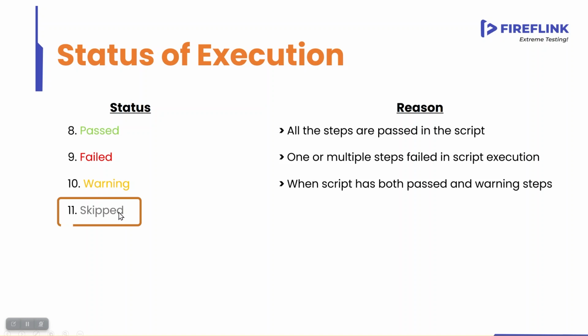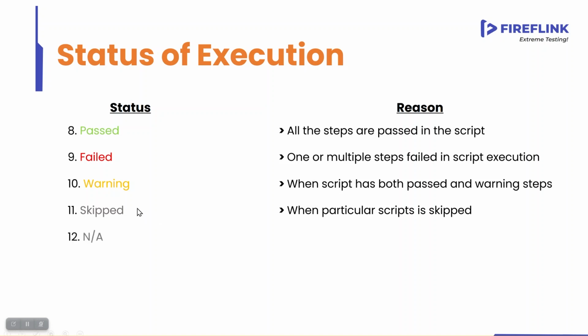So what is the next one? Skipped. Now the live example which I can show you is the script which we ran already. If you are giving that if fail checkpoint, say for example, mark the step as failed and stop the script execution, in that case, what is going to happen? It is going to skip the other steps. You'll get this particular status when that particular step is not executed. When the particular script is not executed, then also you'll get the skipped status, meaning that particular step or script is not executed. It has been skipped.